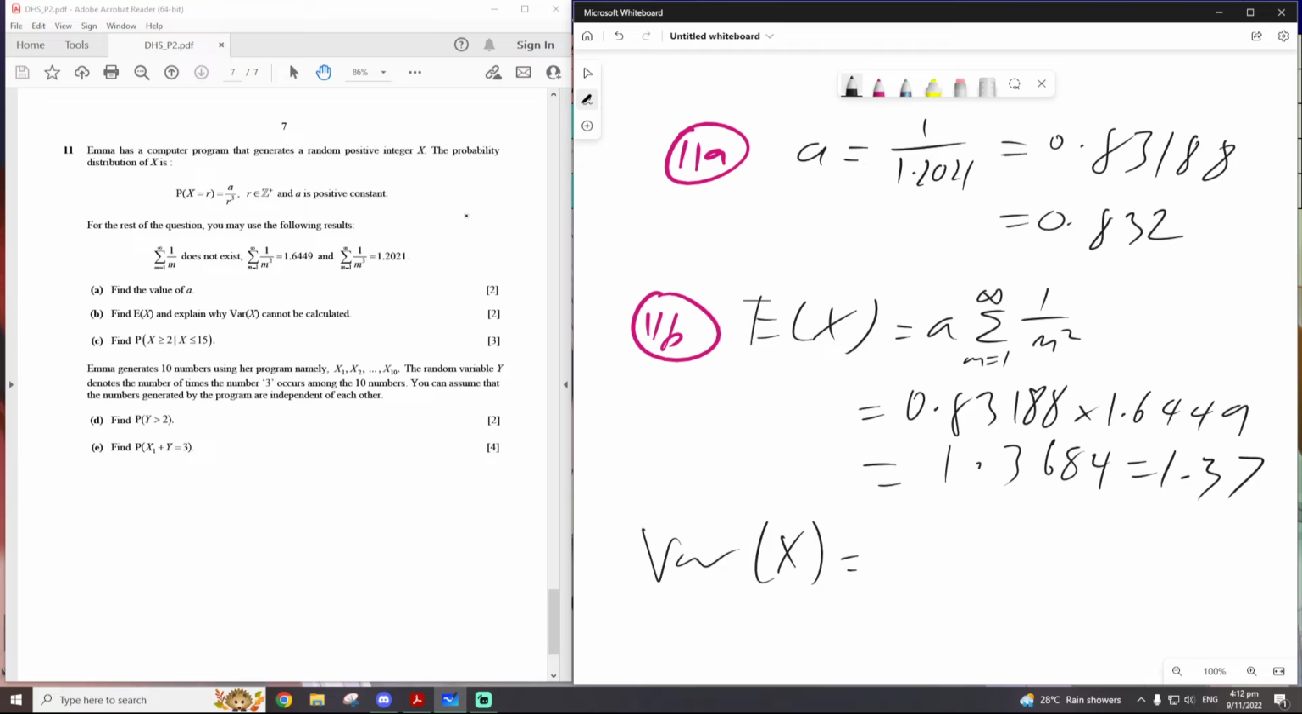Variance of X would be expectation of X squared minus expectation of X, squared. But what is the expectation of X squared?